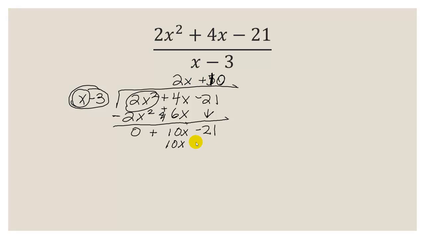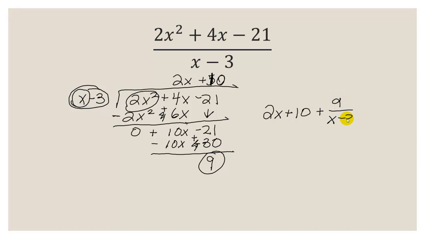And 10 times negative 3 gives you negative 30. Again, we have to subtract these lines. Since we're subtracting, just change the sign of everything. And you're left with, let's see, the 10x's cancel out. Negative 21 plus 30 gives you 9. So our remainder is 9. Well, we could write that the way we wrote it before. So it's going to be 2x plus 10 plus, take the remainder and put it over the divisor. So it's 9 over x minus 3.